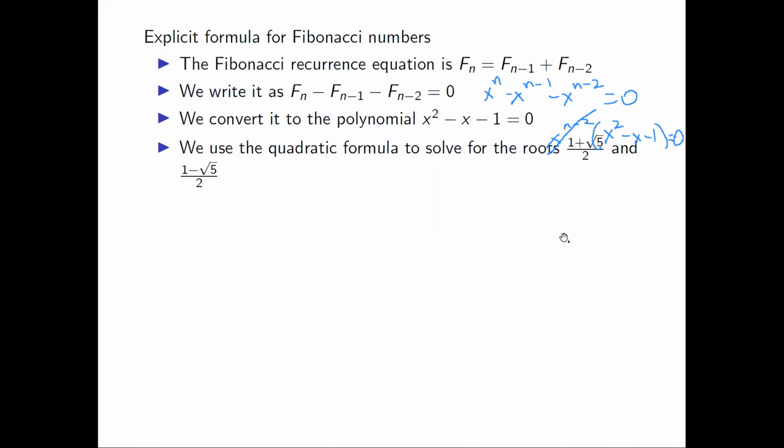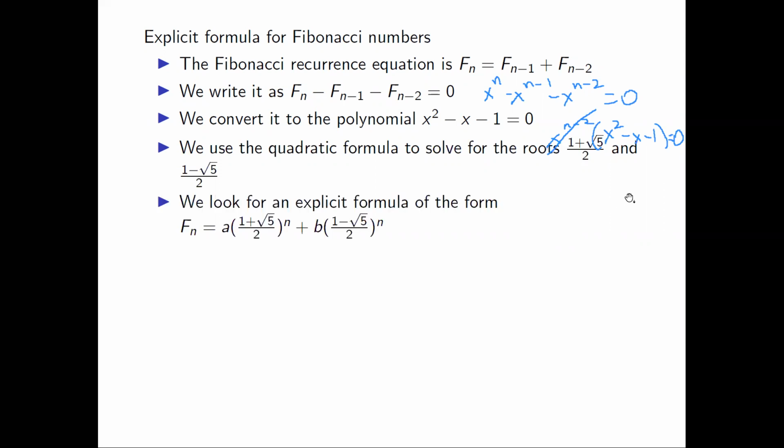We can use the quadratic formula here because our polynomial is quadratic to solve for the roots, which are 1 plus the square root of 5 over 2 and 1 minus the square root of 5 over 2. You might have seen this 1 plus the square root of 5 over 2 before. It's the golden ratio. So we're going to look for an explicit formula of the form f sub n equals a times (1 plus the square root of 5 over 2) to the n plus b times (1 minus the square root of 5 over 2) to the n, where a and b are some real numbers that we have to solve for.